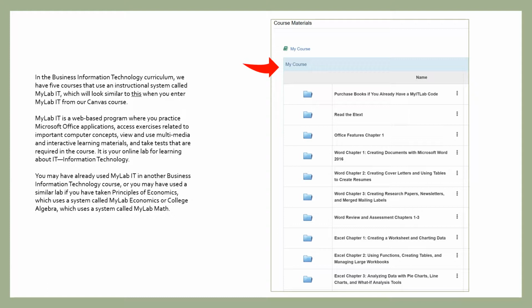MyLab IT is a web-based program where you practice Microsoft Office applications, access exercises related to important computer concepts, view and use multimedia and interactive learning materials, and take tests that are required in the course. It is your online lab for learning about IT, information technology. You may have already used MyLab IT in another business information technology course, or you may have used a similar lab if you have taken Principles of Economics, which uses MyLab Economics, or College Algebra, which uses a system called MyLab Math.